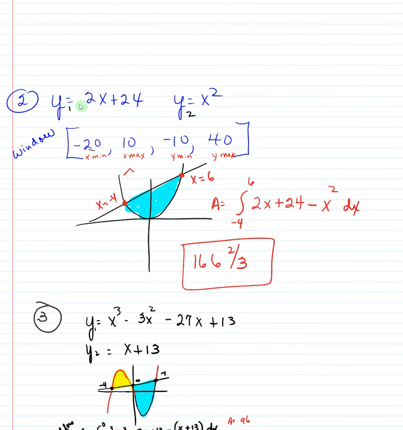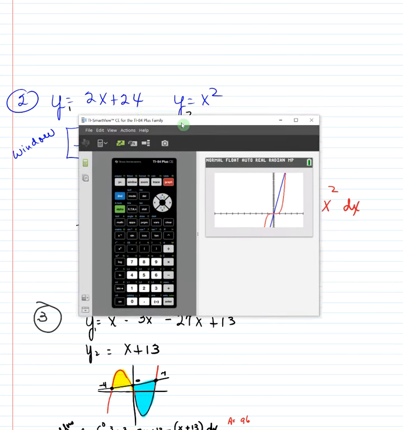All right, let's look at number 2. Number 2, you've got y is 2x plus 24, y is x squared. And so I've put a little 1 here so you could put that one in y1 and this one in y2 because we don't know the limits of integration. And I did give you a window for this one if you were practicing. So let's go to the calculator and see how we would do this one.